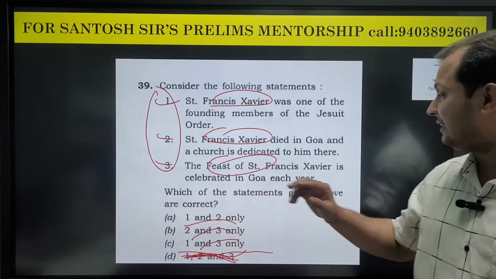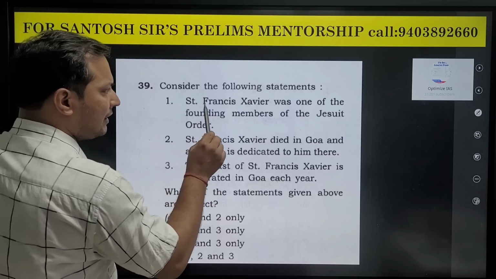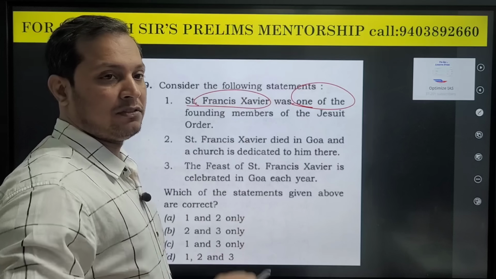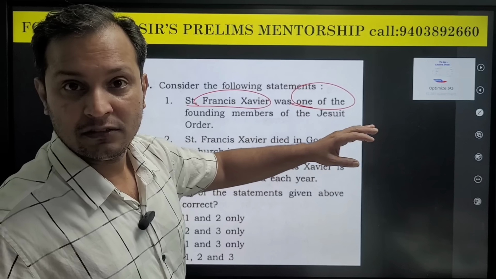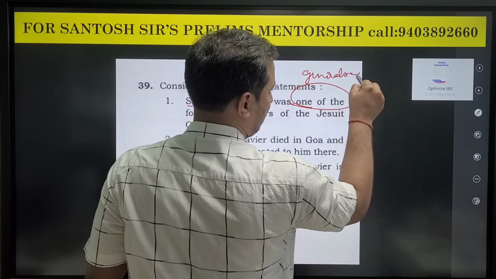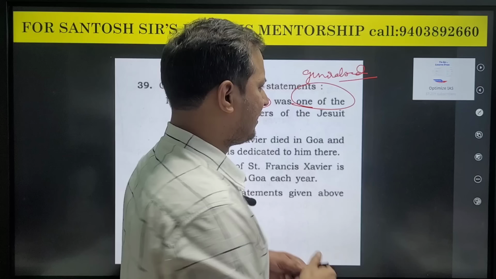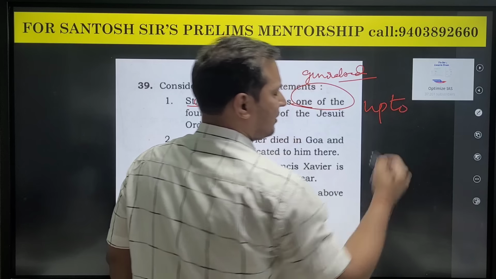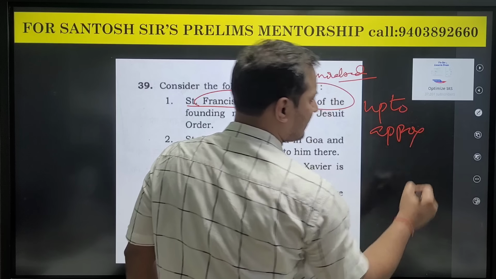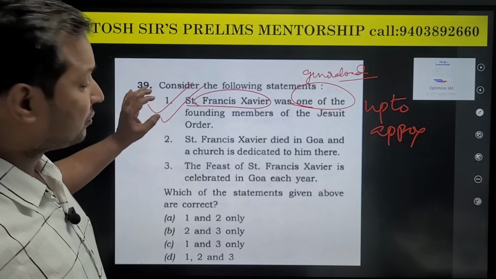Now, out of these three statements, guys, if you look minutely, Saint Francis Xavier was one of the founders. He is not writing the founder, but one of the founders. This is some kind of generalized statement. Whenever they add "one of the", or approximate words like "up to this number" or "approx number", generally those statements have a good chance of being correct.